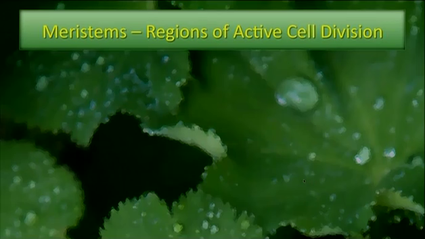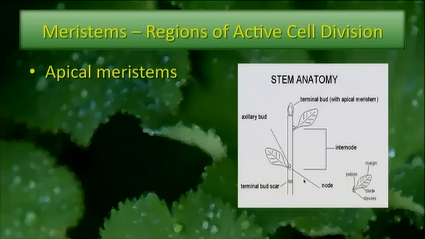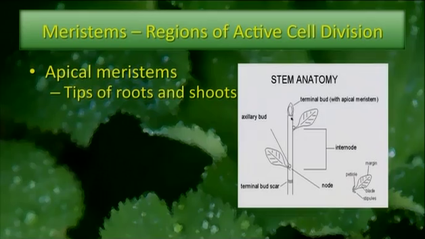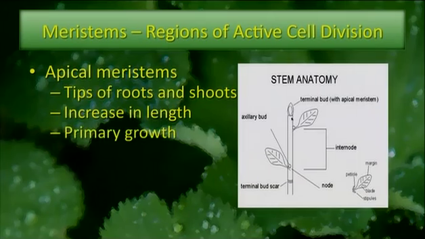Meristems are regions of active cell division, and there are two types of meristems. First of all, we have apical meristems that are at the tips of roots and shoots. So here's an illustration with the terminal bud, and the meristem is in here somewhere. Apical meristems are in the tips of roots and shoots, and they provide for an increase in length of the plant. They're responsible for primary growth. So apical meristems are one type of meristem.